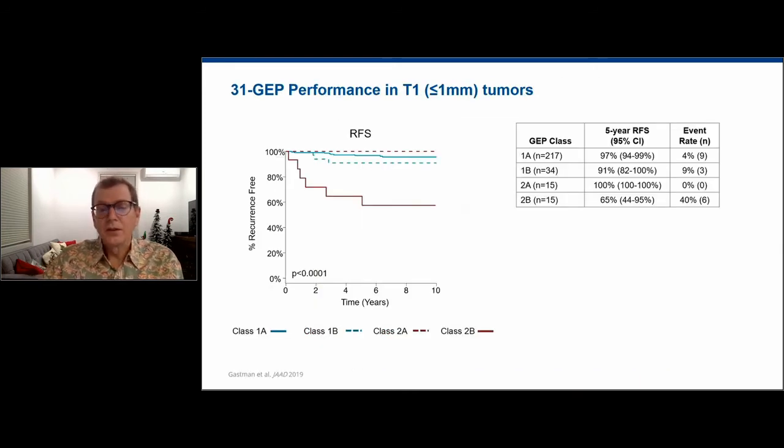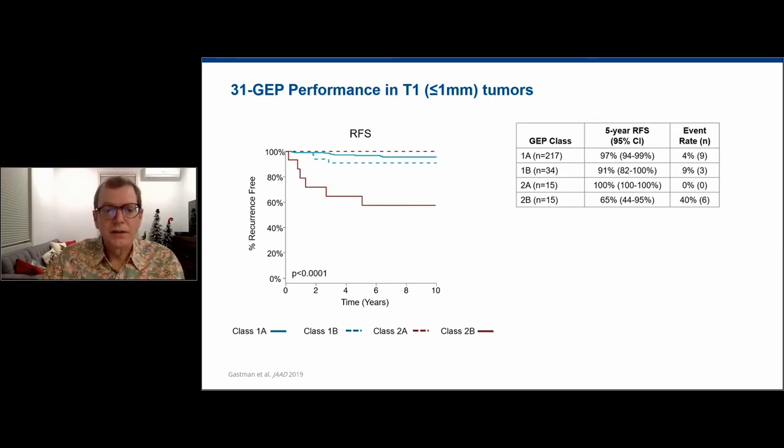So now if I want to look at a subset of those last patients, let's talk about the thinnest tumors in general. So we're going to talk about T1 tumors that are less than 1 millimeter in depth. And if we look at the number of patients with those tumors, there was about 300 of them in the study. And if we look at recurrence-free survival here, what we see is a cluster of GEP 1As, 1Bs and 2As that are all up top here. And then definitely this gene expression profile identifies a class of patients who are indeed at very high risk of a recurrence. And that's your 2B patients.